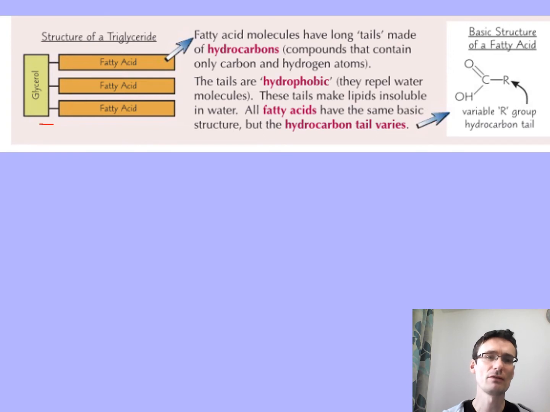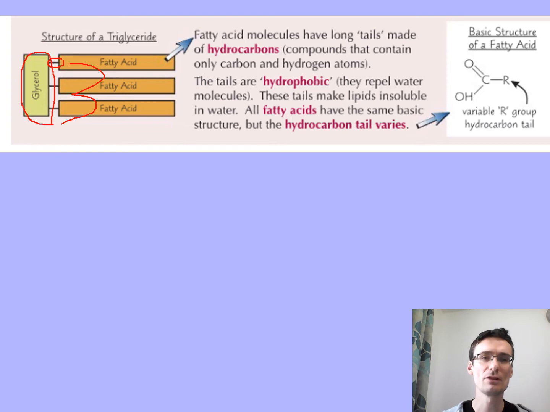So this is the basic structure, and we'll go into this in a lot more detail, but I thought this was a nice little picture to introduce it. Basic structure of a triglyceride molecule. So you've got a glycerol molecule there, and then the triglyceride bit comes from the fact there are 3 fatty acid chains, and we'll look at how these bonds are formed later on.